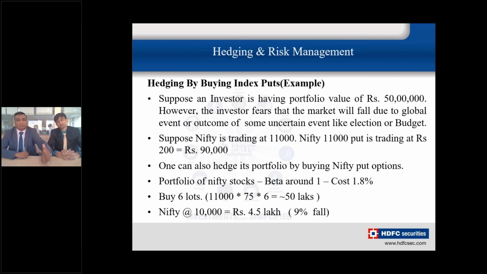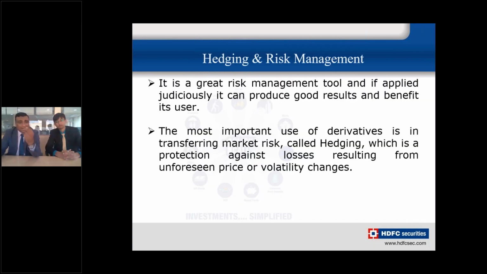Suppose Nifty were to fall from say 11,000 to 10,000. See, in this 9% fall in Nifty, my portfolio will go down by 4.5 lakh rupees, assuming my portfolio behaves like the Nifty. But while hedging, I will also earn 4.5 lakh rupees from my option premiums, and basically my loss in the cash market, in the portfolio, will be covered by my profits in the options market by buying put options. So as this example shows, derivatives are a great risk management tool. If you apply them judiciously, you can produce good results and benefits.